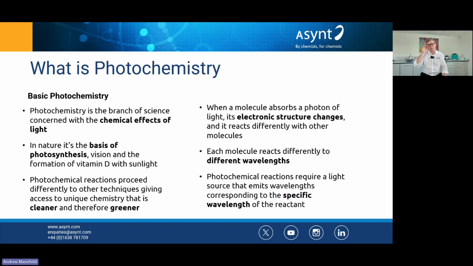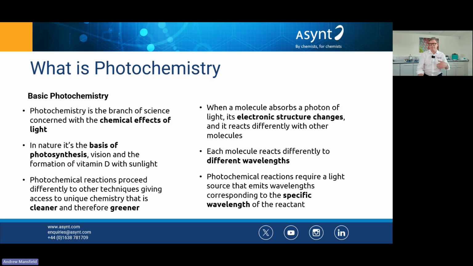So if you're not familiar with photochemistry, it's the branch of science that's concerned with the chemical effects of light, as it says in the title. In nature, it's the basis of photosynthesis, really life itself. We use photochemistry to see, and in the formation of vitamin D from sunlight on our skin. So it's everywhere.